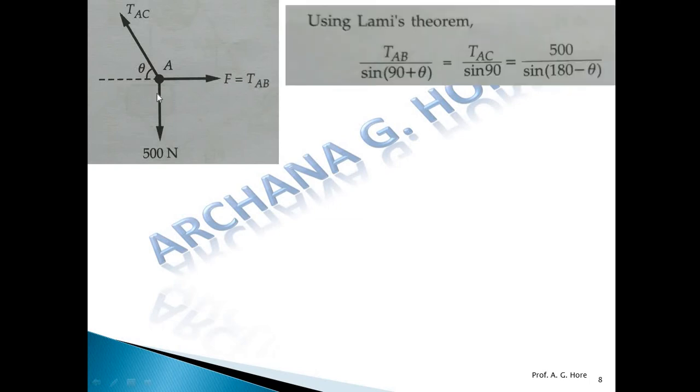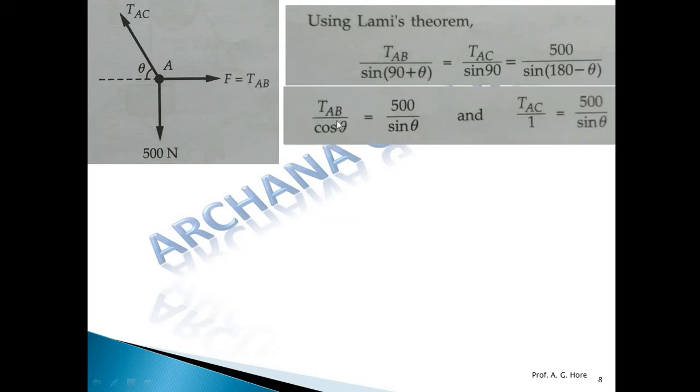Okay, now apply Lami's theorem. By Lami's theorem, TAB divided by sine (90 plus theta), TAC divided by sine 90, and 500 divided by sine (180 minus theta). Okay, now what is that? Sine (90 plus theta) means cos theta, and sine (180 minus theta) means nothing but sine theta. Now simplify this equation likewise. And this sine 90 is 1.